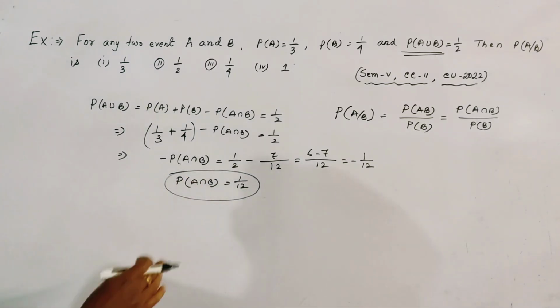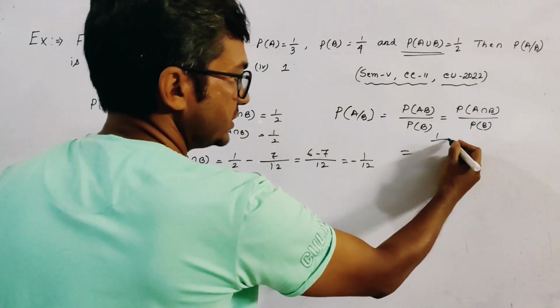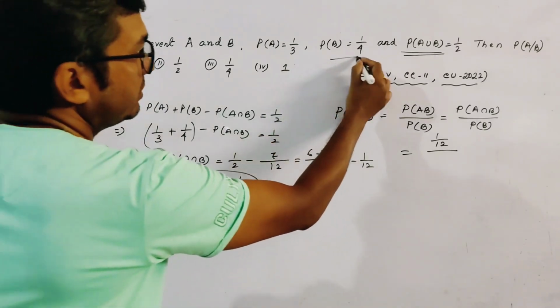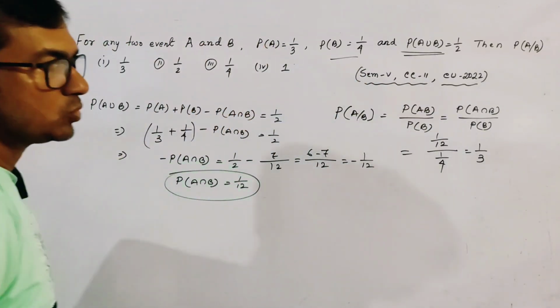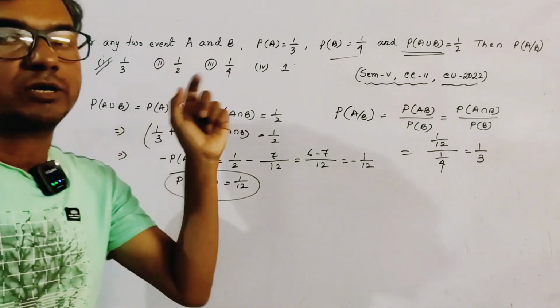Now we put the value of P of A intersection B, which is 1 by 12, over P of B. What is P of B? P of B is given, it is 1 by 4. So our correct answer is 1 by 3, and this is option number 1. The first option is the correct option.